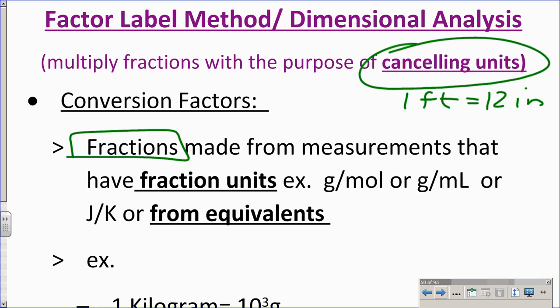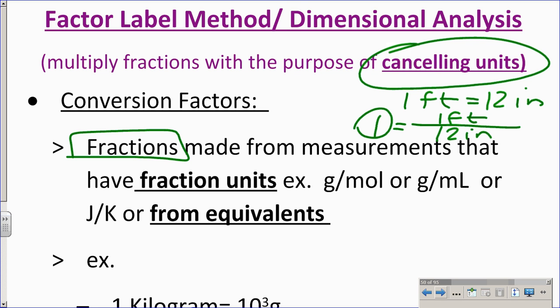These two things are exactly the same, right? Exactly. So if I write it as a fraction, 1 foot over 12 inches, what does this fraction equal if they are the same? 1, right? So this fraction equals 1.